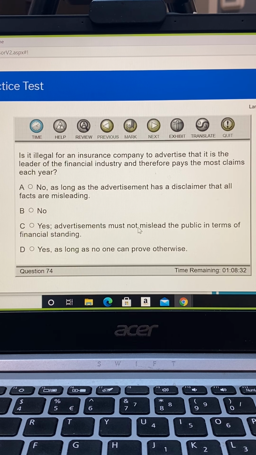Is it illegal for an insurance company to advertise that it is the leader of the financial industry and therefore pays the most claims each year? No, it's not. It says, is it illegal? Oh, so yes, it is illegal because it misleads the public in terms of financial standing. Right.